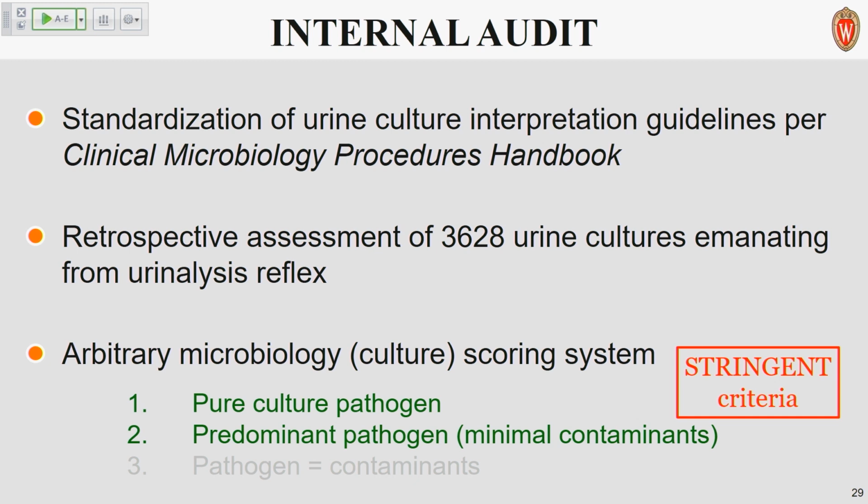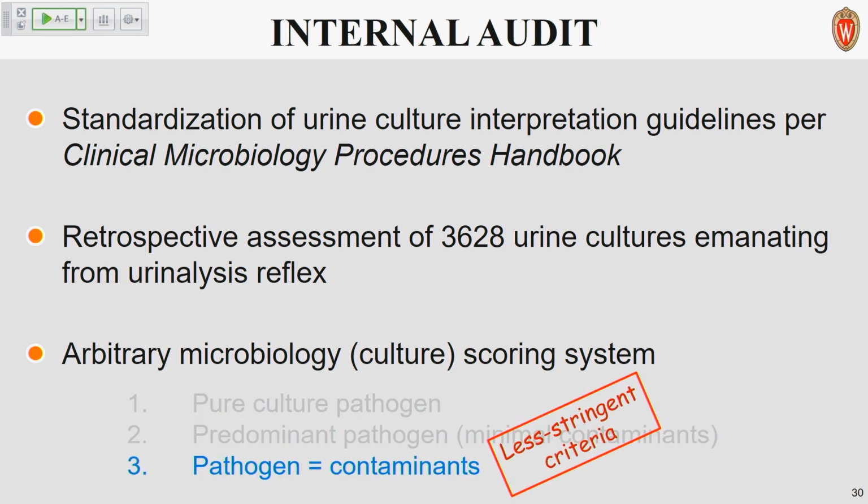Next slide. So we termed the first 2 as being stringent criteria. I mean, that was almost like a slam dunk for a UTI as far as a laboratory diagnosis is concerned. Then if you add the third one, next slide, Heather, if the pathogen equaled the contaminants, we called that a less stringent criteria.